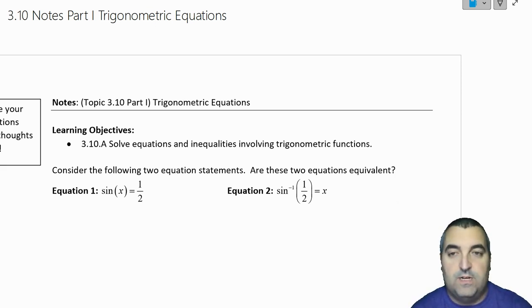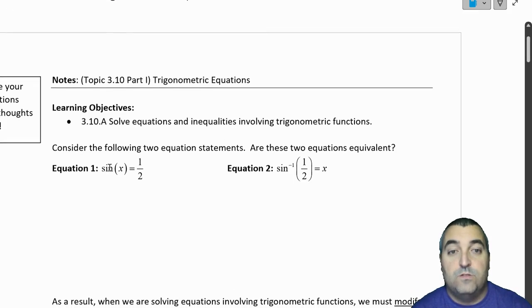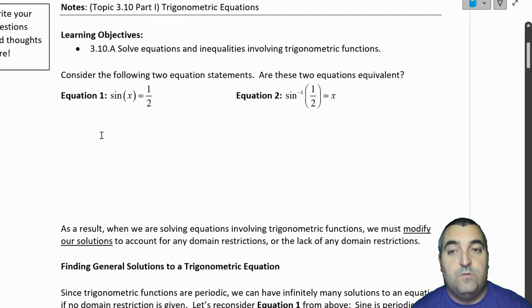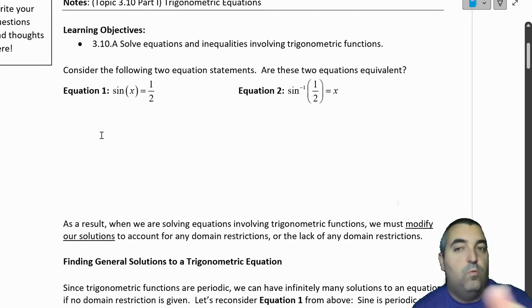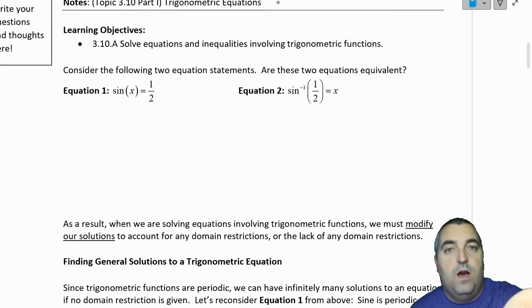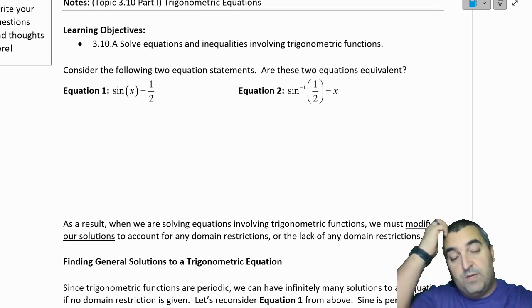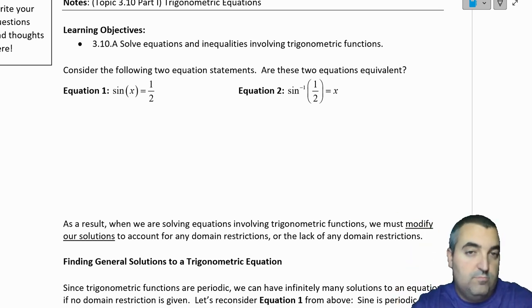We'll focus just on trig equations. We're going to look at these two equations real quick and just think about what their answers are. We'll actually start with equation 2 here because we just talked about inverses. So let's kind of review this.